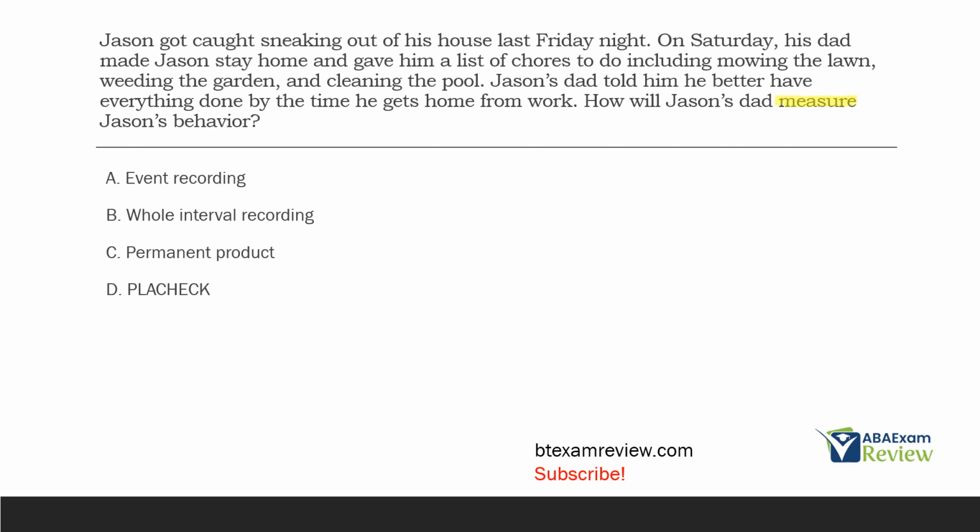So, another measurement question. And what do we know about Jason's dad and what he might use to measure the behavior? Well, first thing we know is he's going to be at work while Jason is engaging in all these activities. So we know immediately that Jason's dad won't necessarily be observing Jason complete these chores. So how is Jason's dad, without observing the behavior, possibly going to know if the lawn's mowed, if the garden's weeded, and if the pool is cleaned? Well, there's one very specific type of measurement we use in this case when you might not necessarily be observing the behavior, but you can still measure the outcome. And what is that? A, event recording.